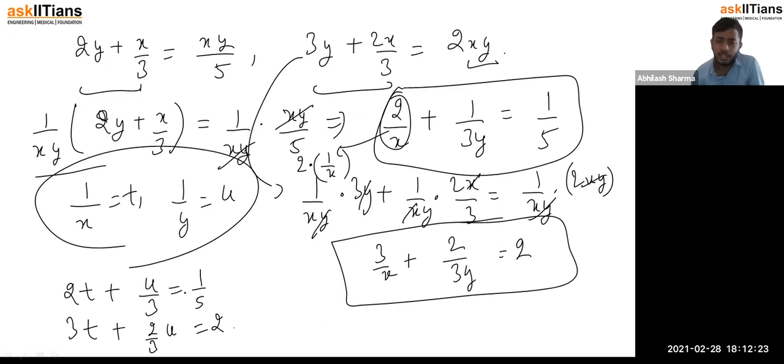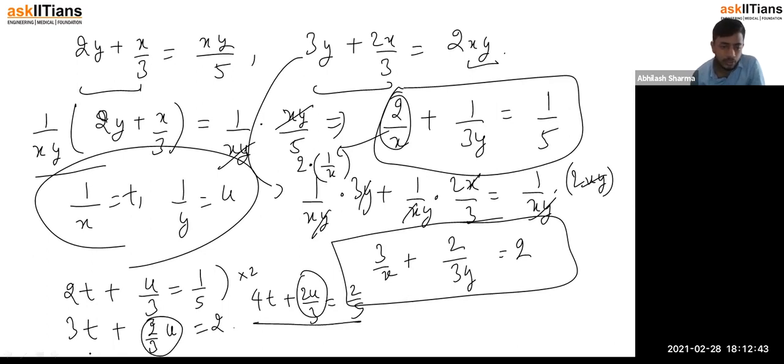One of the ways that I can see is multiply this by 2 and subtract, elimination, right? So on multiplying by 2, what are we getting? We are getting 4t plus 2u by 3 is equal to 2 by 5. And then 2 by 3u is here also, 2 by 3u is here also. So don't you think we should subtract? So from this equation, if I subtract this equation, we are getting 2u by 3 will get cancelled, right?